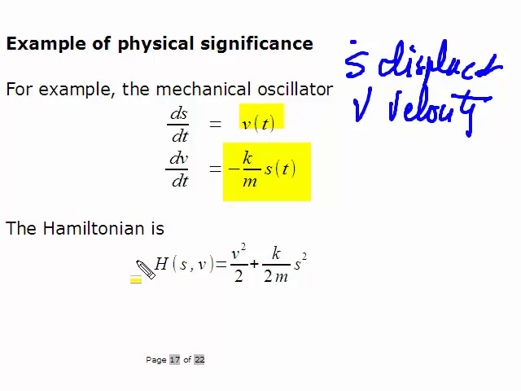Okay, if I go through these steps like I did a few minutes ago, and you can just plug in from here, here's a Hamiltonian. v squared over 2 minus k over 2m times s squared. Well, that's a Hamiltonian, but it doesn't seem like it has any significance. Now watch what happens when I change variables.